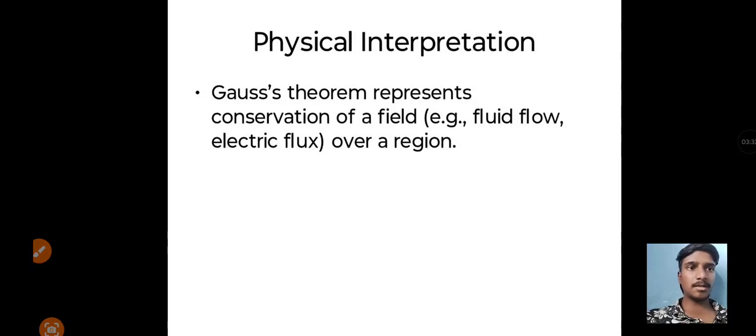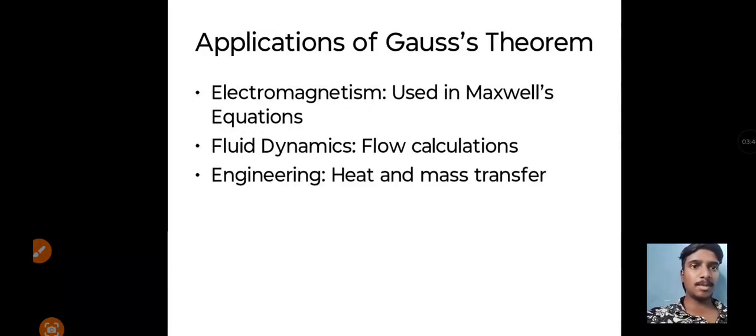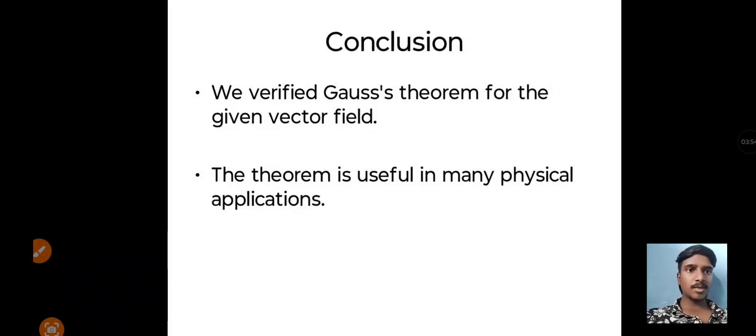Physical interpretation: Gauss's theorem represents conservation of the field over a region. Applications of Gauss's theorem: electromagnetism, used in Maxwell's equations; fluid dynamics and flow calculations; engineering, heat and mass transfer. Conclusion: we verified Gauss's theorem for the given vector field. The theorem is useful in many physical applications.